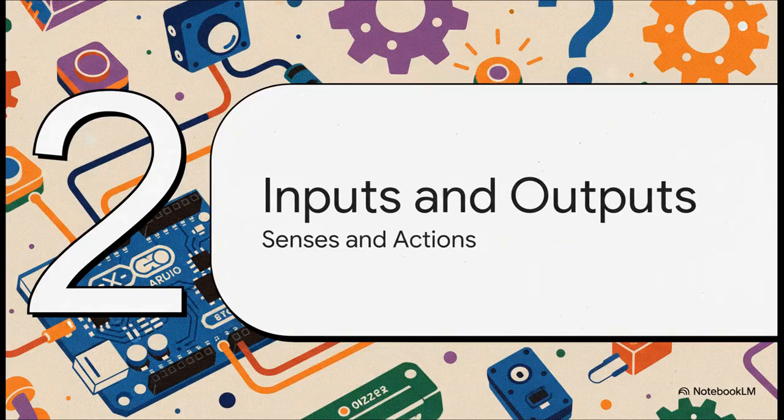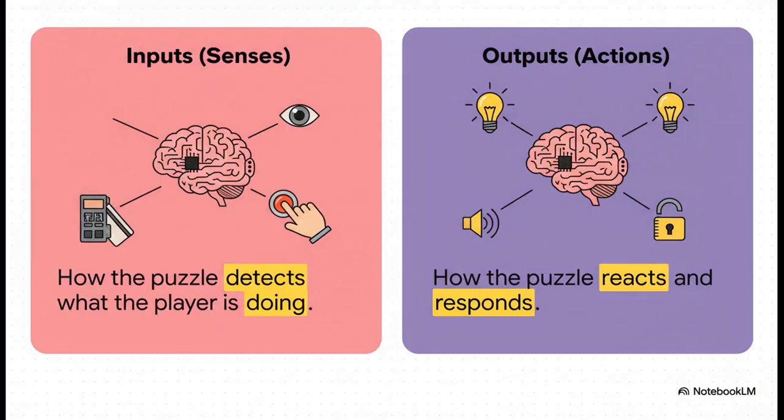Now to really understand how this brain works, you only need to get two simple ideas. That's it, just two. It's all about how a puzzle senses what's happening around it and how it acts in response. We just call these inputs and outputs. And this slide really breaks it down perfectly. Inputs are the puzzle's senses. Think of them as its eyes, its ears, its ability to feel things. It's how that little Arduino brain knows what the player is doing.